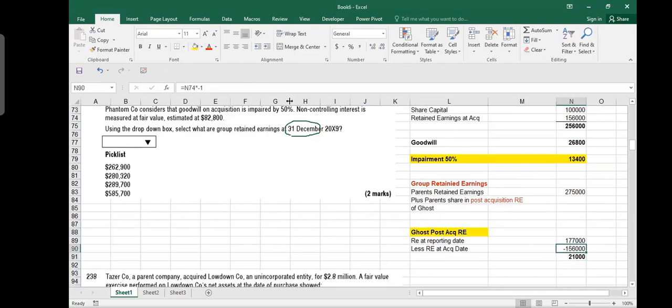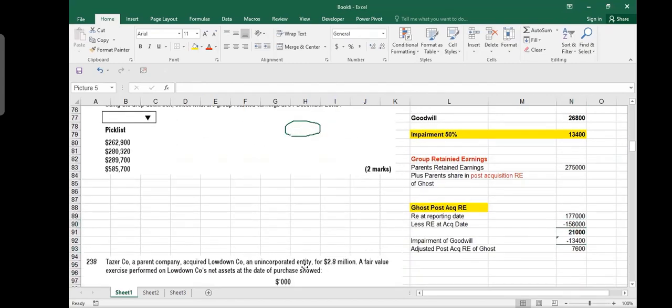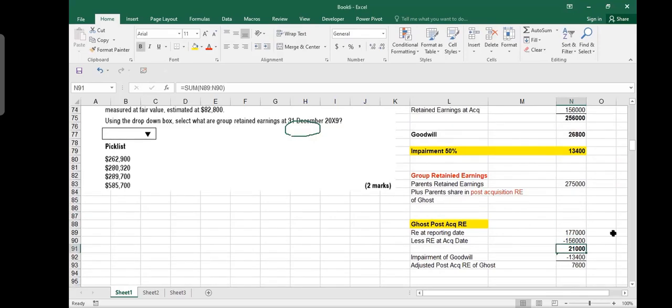But the issue here is that I cannot take this 21,000, because there is an impairment of goodwill. That impairment of goodwill will decrease the profit, will decrease the retained earning of this Ghost company. This should be subtracted. So this is what I call the adjusted post-acquisition retained earning of Ghost. On the balance sheet it shows 177, but out of 177, 156 was already there from the period before the acquisition. So you subtract it, it becomes 21. This is the post-acquisition retained earning if there had been no impairment. But in this question there is an impairment, so that will decrease it. So we subtract the impairment loss, and it comes out to be 7,600.